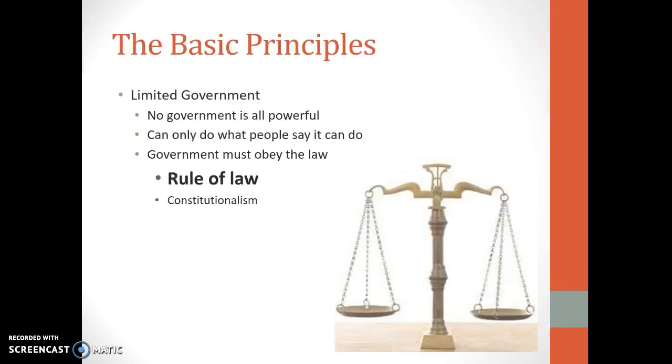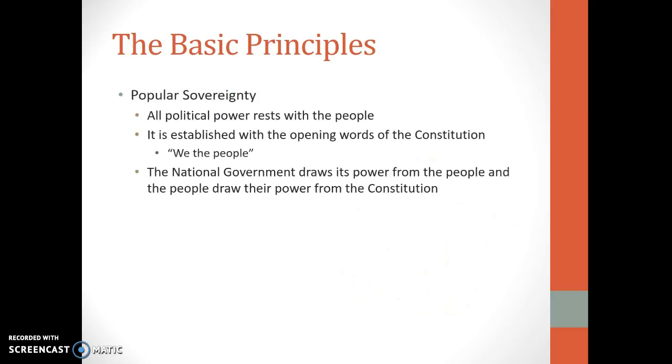So, starting with the first basic principle, limited government. No government is all-powerful. The idea is that our government will only do what people say it can do, and the government must obey the law. That's called rule of law. And it's a big part of constitutionalism. The second principle is popular sovereignty. It's the idea that all political power rests with the people. It is established with the opening words of the Constitution. The national government draws its power from the people, and the people draw their power from the Constitution, more specifically the Bill of Rights. So give me a modern example of this.